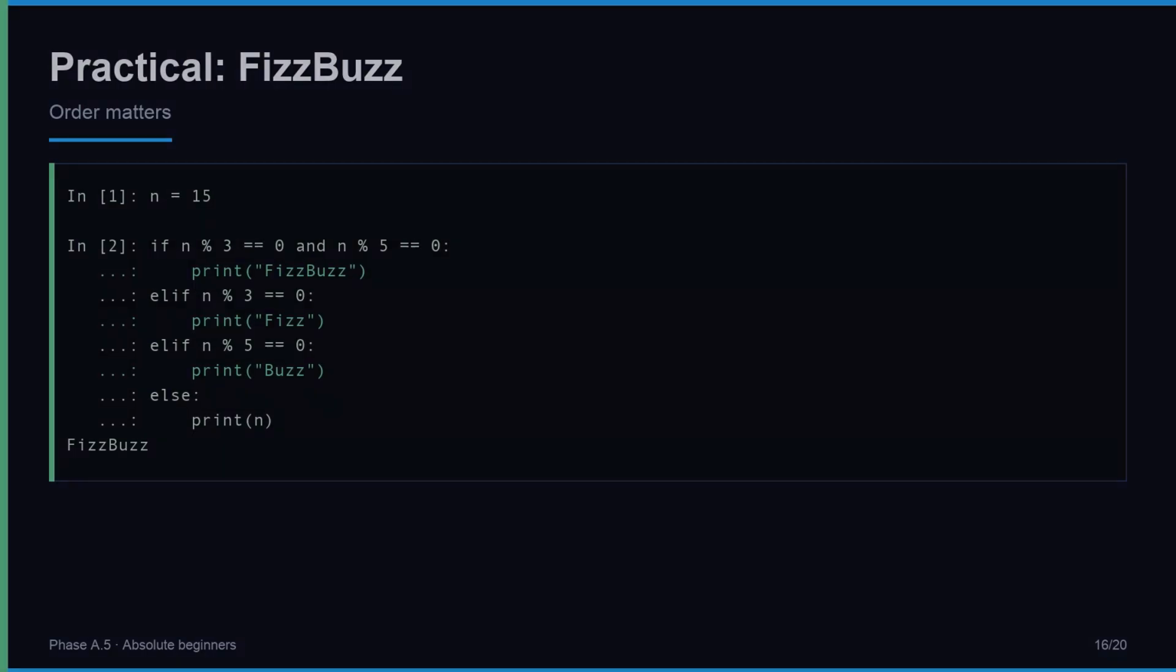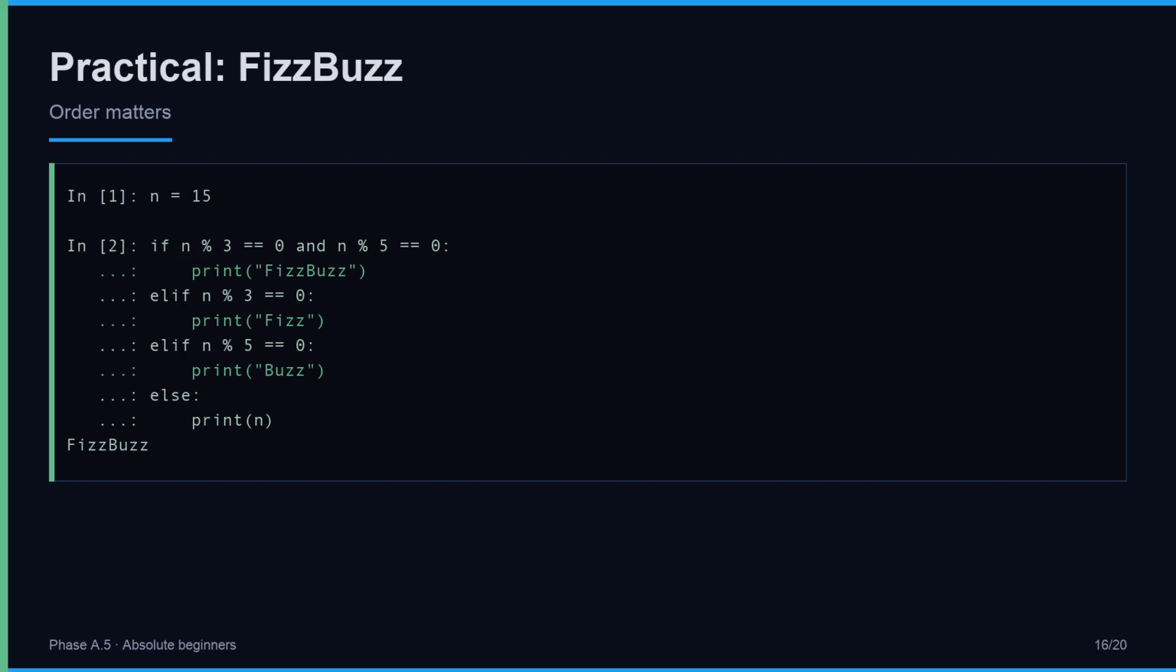Check each rule. A classic exercise, fizzbuzz. N equals 15. If n mod 3 equals 0 and n mod 5 equals 0, print fizzbuzz. Elif n mod 3 equals 0, print fizz. Elif n mod 5 equals 0, print buzz. Else print the number. 15 is divisible by both 3 and 5, so fizzbuzz prints. Order matters, the combined check must come first, or the single checks would catch it first.